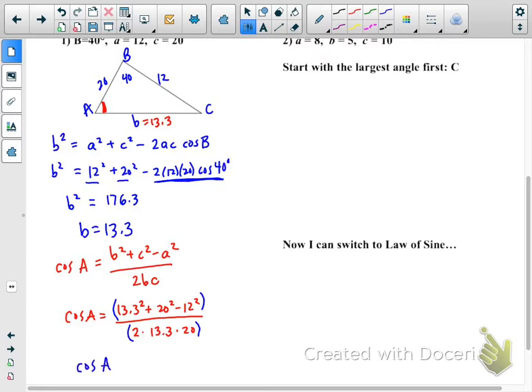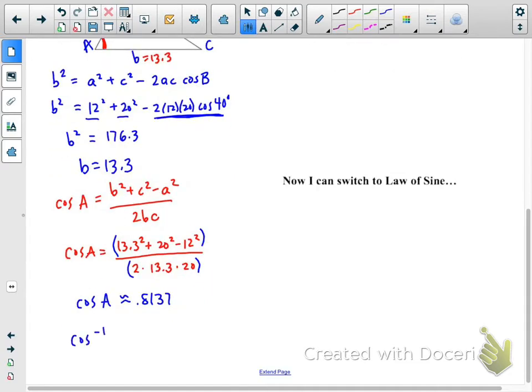We end up with the cosine of A is approximately 0.8137, and then of course we would do our inverse of answer to get that A is approximately 35.5. And I'll show you that math in the calculator here in just a second. And then to find C, of course, we're just going to take 180 minus B minus A, and I get 104.5. Okay, so let me go back up here and show you how we got the 0.8137 and how we got the A here.